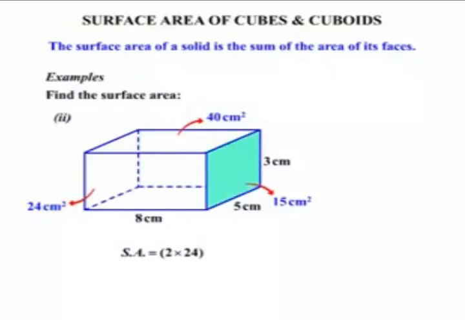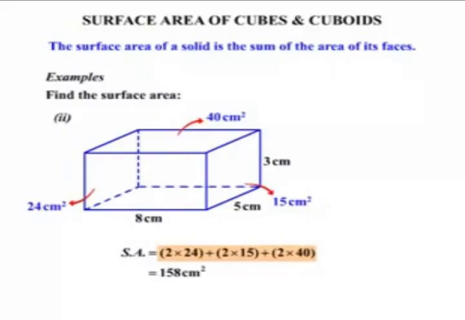Next, this side we have 15 square centimeters, and directly opposite will be the same. So again we have 2 times 15. And finally we have the top, which was 40 square centimeters, and it's equal to the bottom surface. So we have 2 times 40. So we add all this and we get 158. Put the units, centimeters squared. Great.